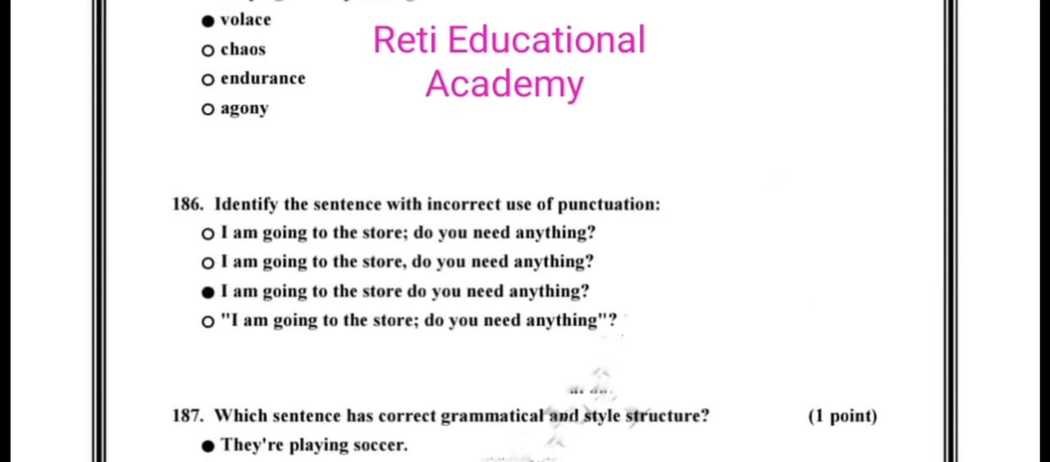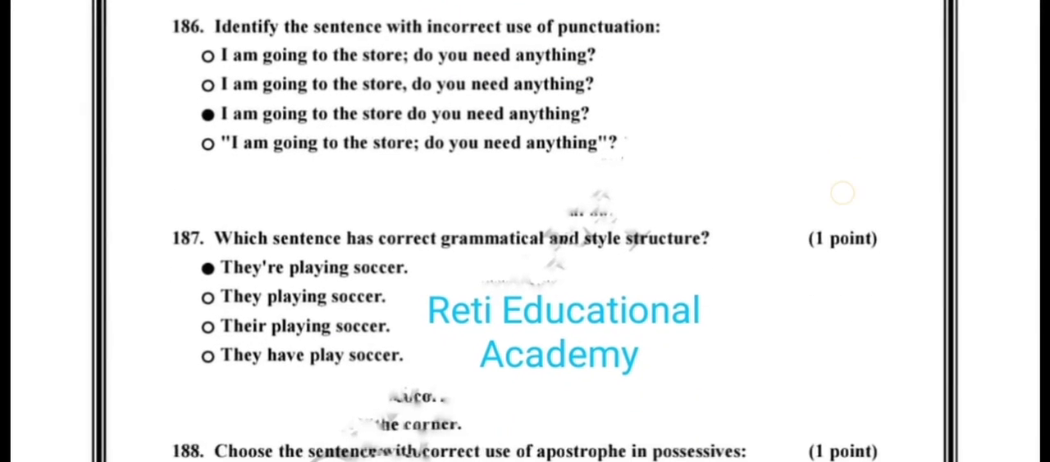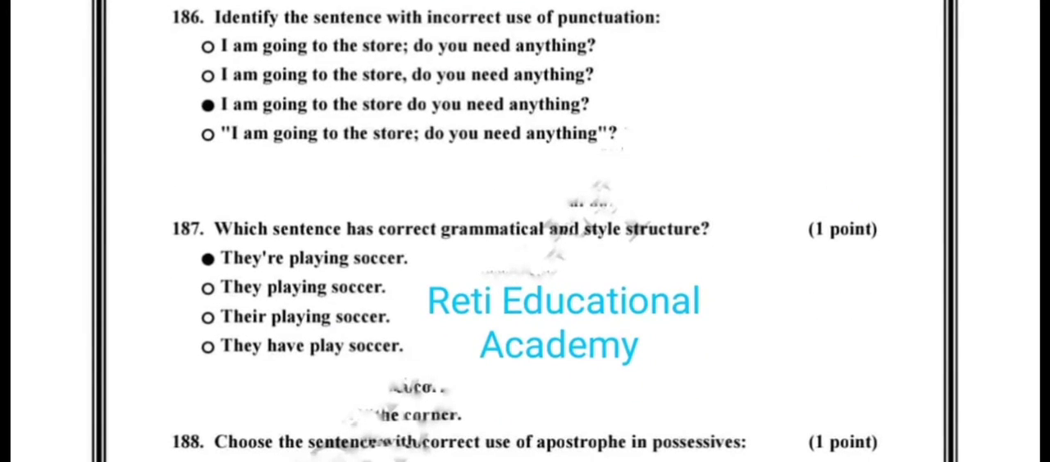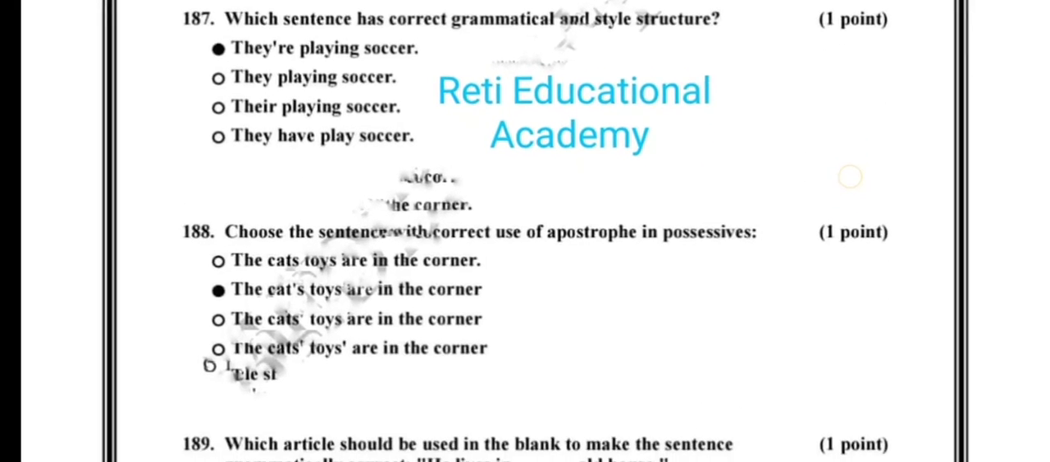Question number 186. Identify the sentence with incorrect use of punctuation. And the correct option is I am going to the store. Do you need anything? B is the correct option, not C. Question number 187. Which sentence has correct grammatical and style structure? They are playing soccer. And the correct option is A.